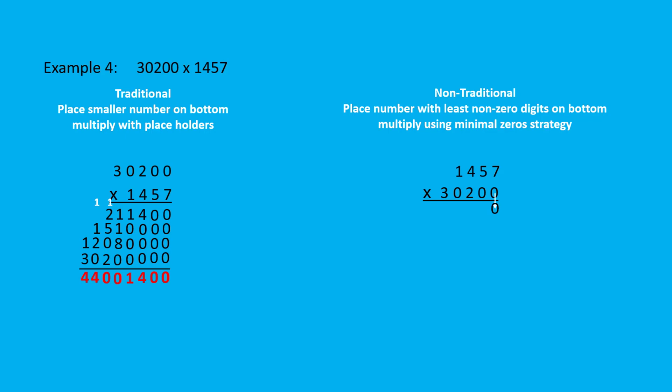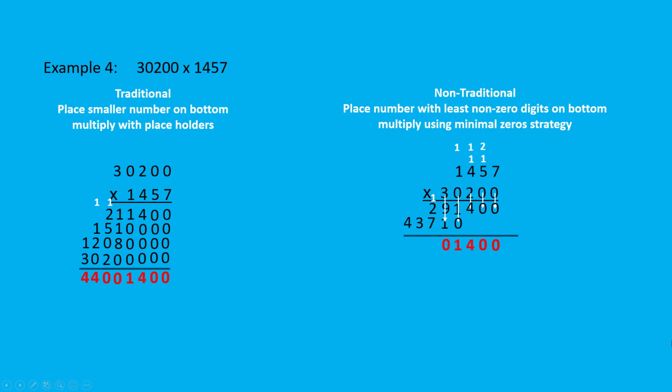Multiply by the 0, you get 0. Multiply by the 0, you get 0. Multiply by the 2, start right below the 2, multiply it out. Now next, multiply by 0, go down, right down to the 0, put a 0. Now multiply by the 3, start below the 3, multiply it out.